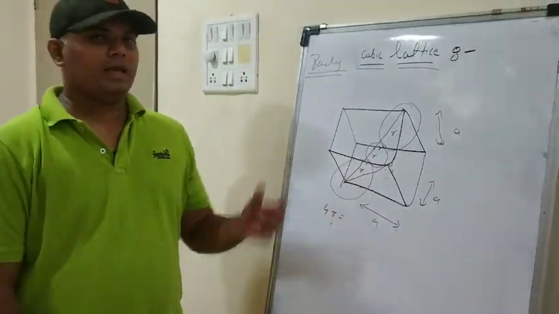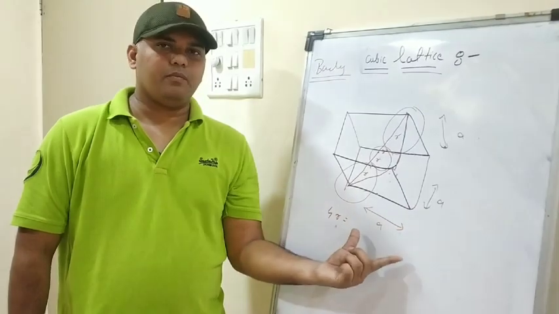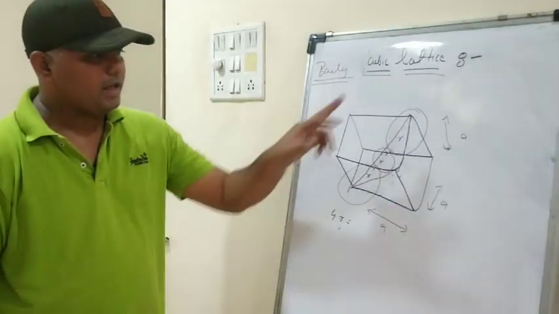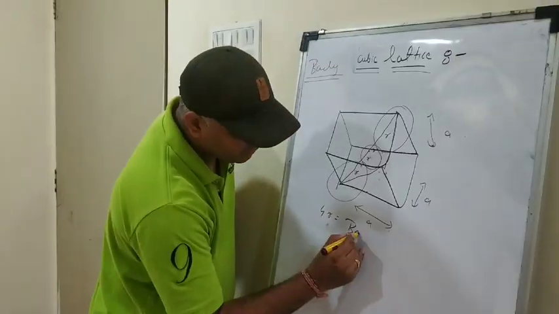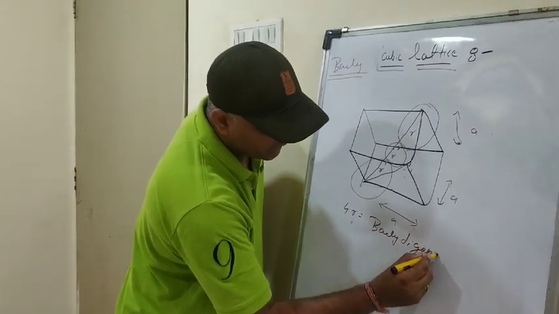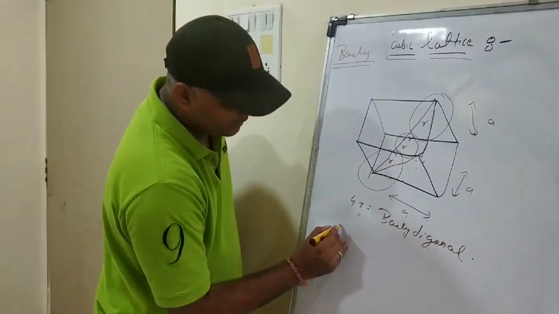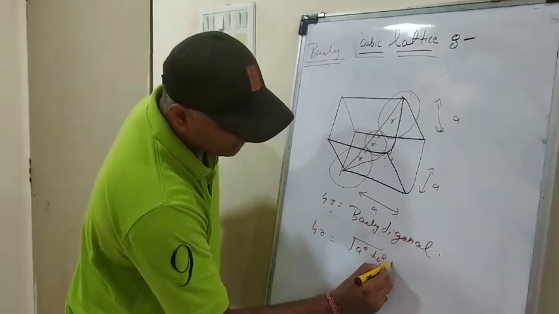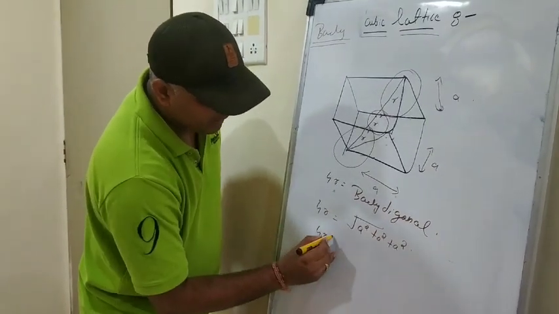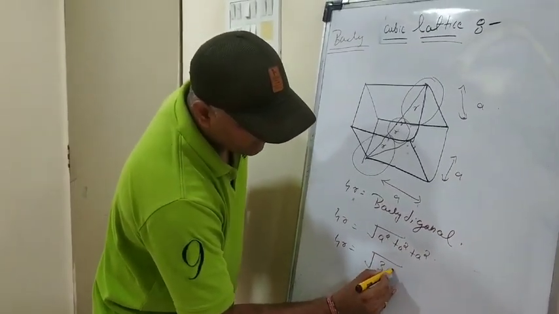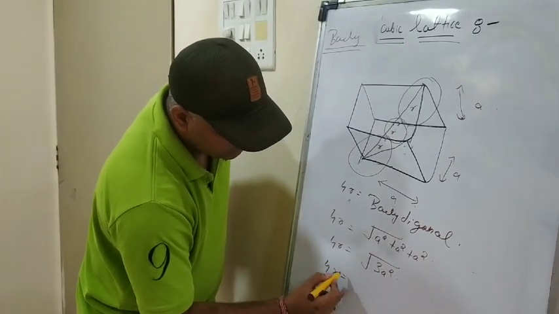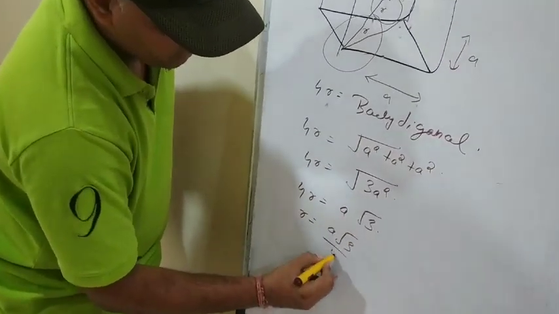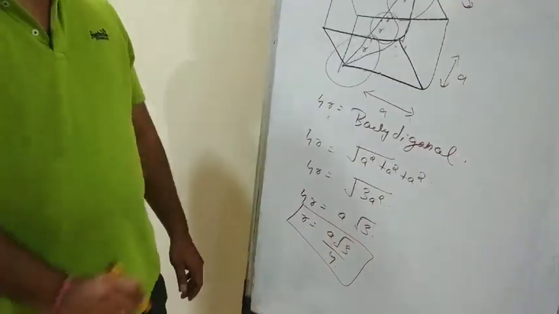So remember here in the case of a body centered cubic lattice, we have to take into consideration the length, breadth as well as the height, right? As it is a body diagonal. So 4R is equals to body diagonal. So 4R is equals to under root of a square plus a square plus a square. So this becomes 4R is equals to under root of 3a square. When we take a common, 4R is equals to a under root 3. R is equals to a under root 3 by 4. So this is the value of the radius for the body centered cubic lattice, right?